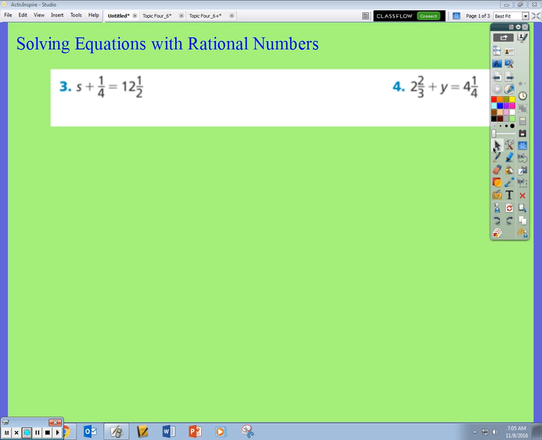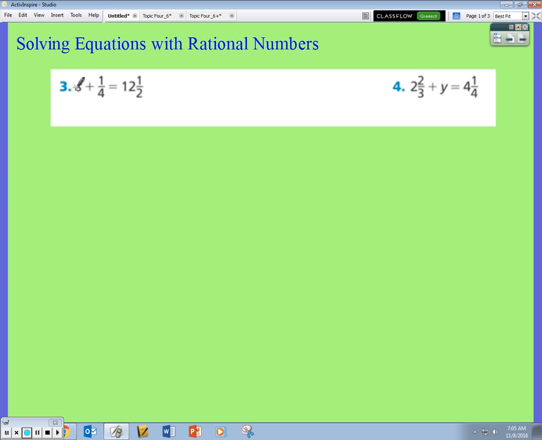So taking a look at our first equation, we have s plus 1/4 equals 12 1/2. I see the variable s here. I need to isolate it. I'm going to keep it on the left side of the equation. There is no s's to combine it with on the right side. What this tells me now is I need to get rid of the 1/4. Now to get rid of 1/4, I need to do the inverse of adding it.